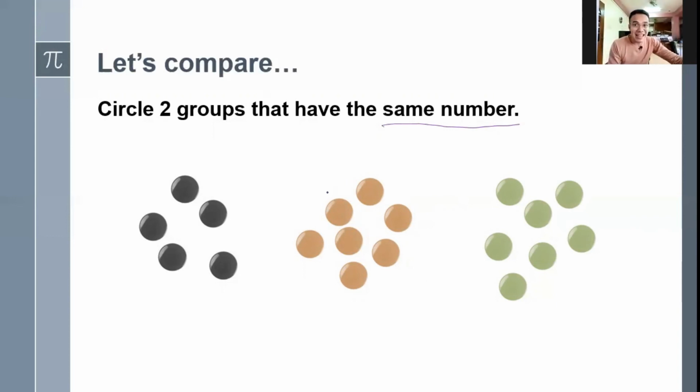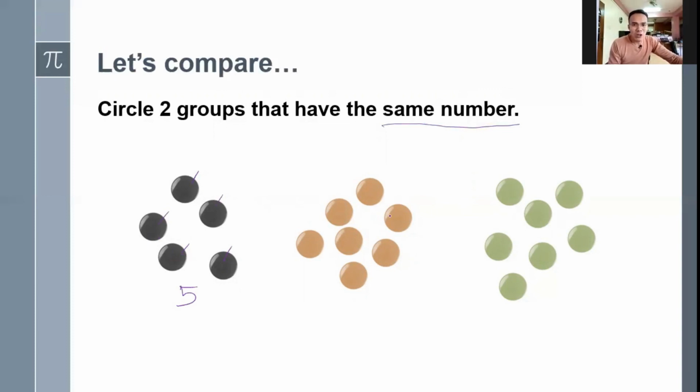Let's count the number of counters in the first group. Help me count, grade 1. We have 1, 2, 3, 4, and 5. How many counters in the first group? There are 5, so I'm going to write here 5 so that I won't forget the number of counters in this group. Okay?